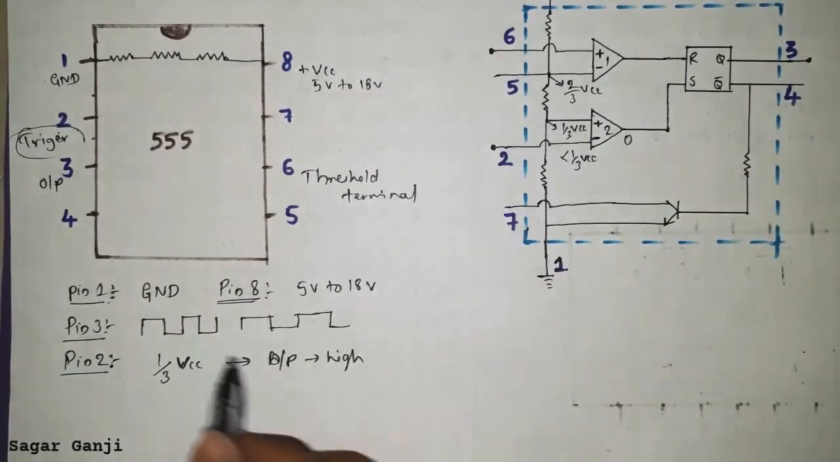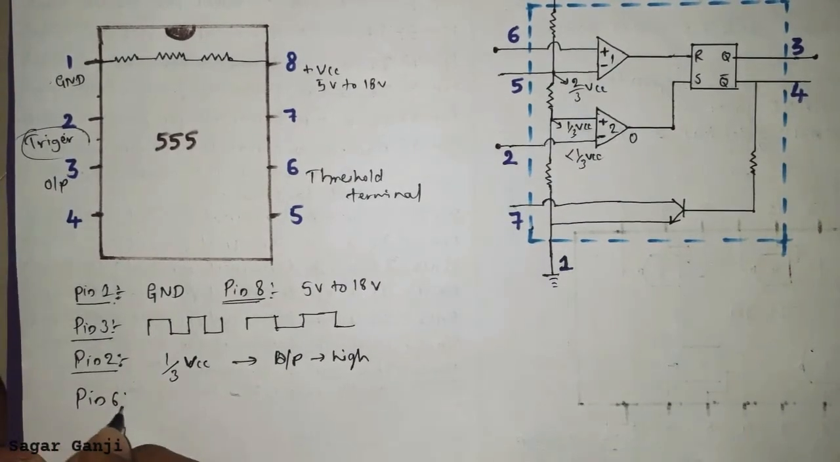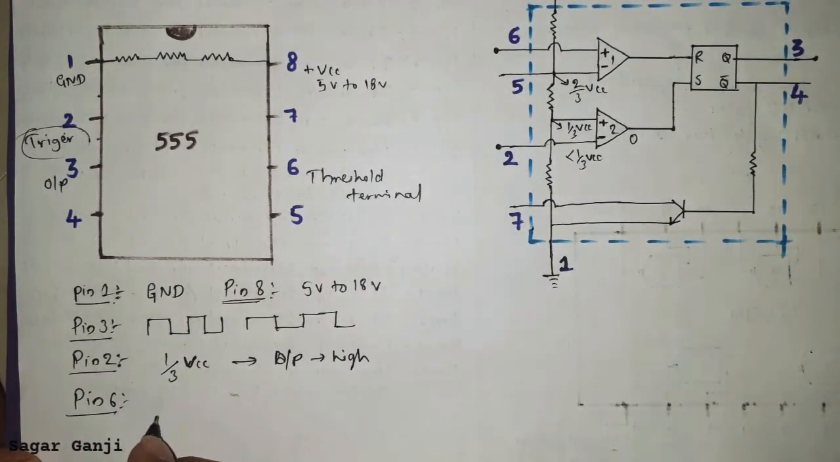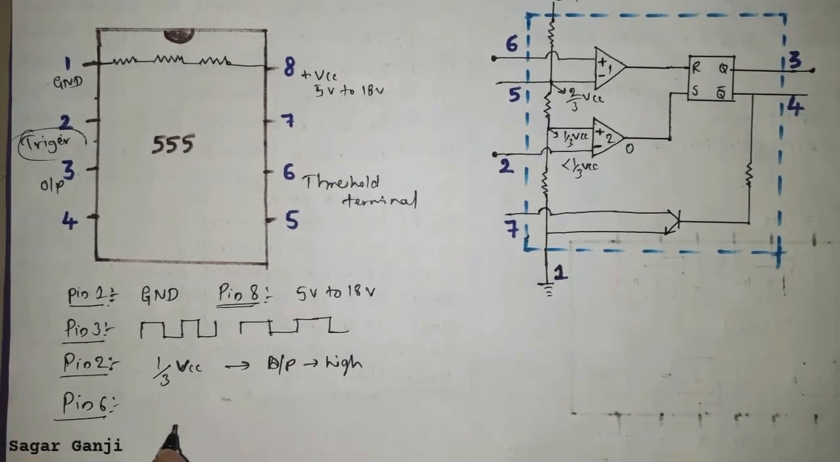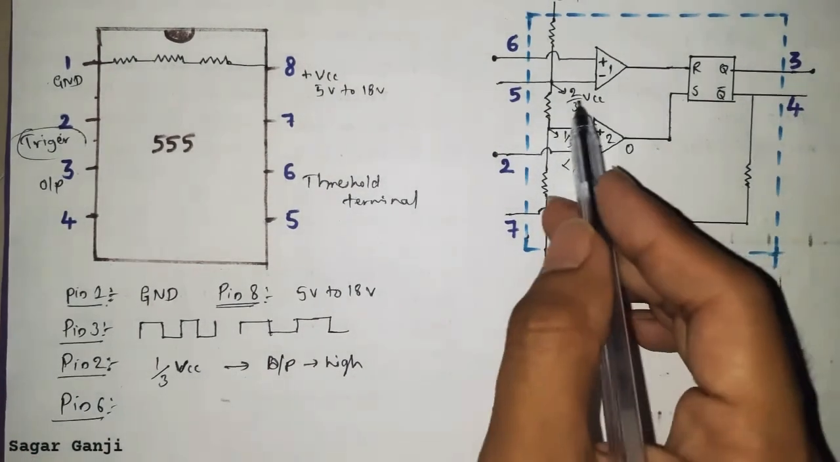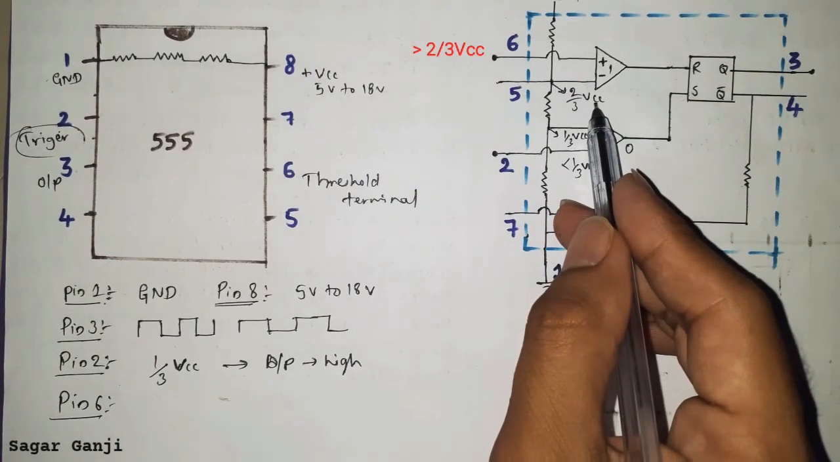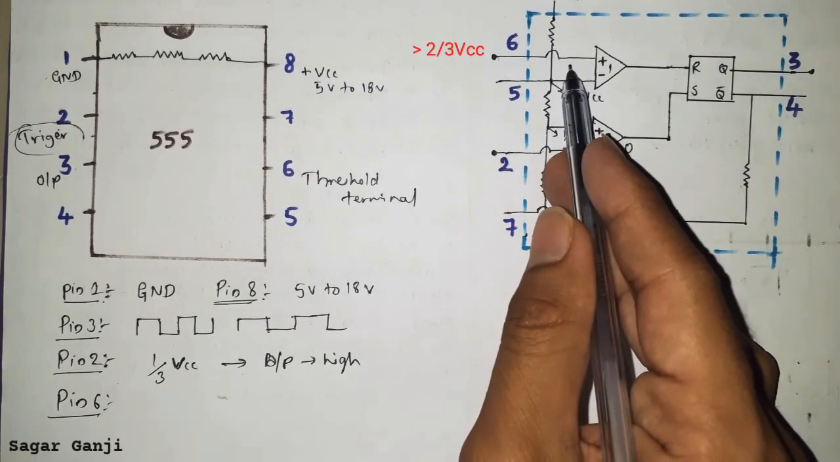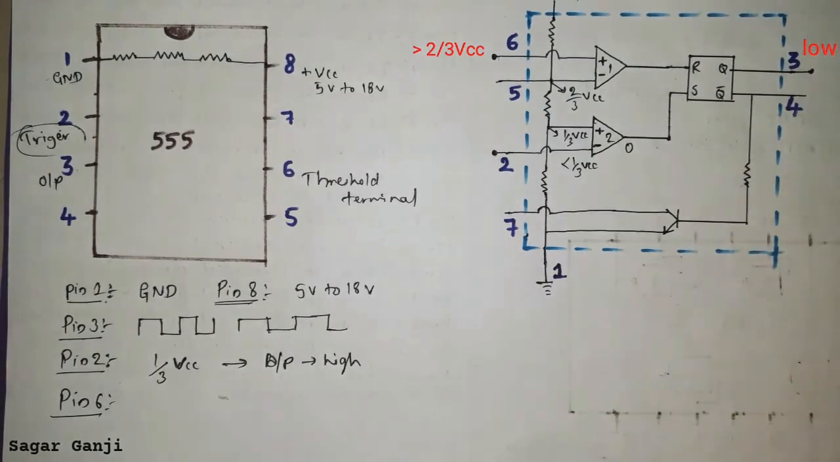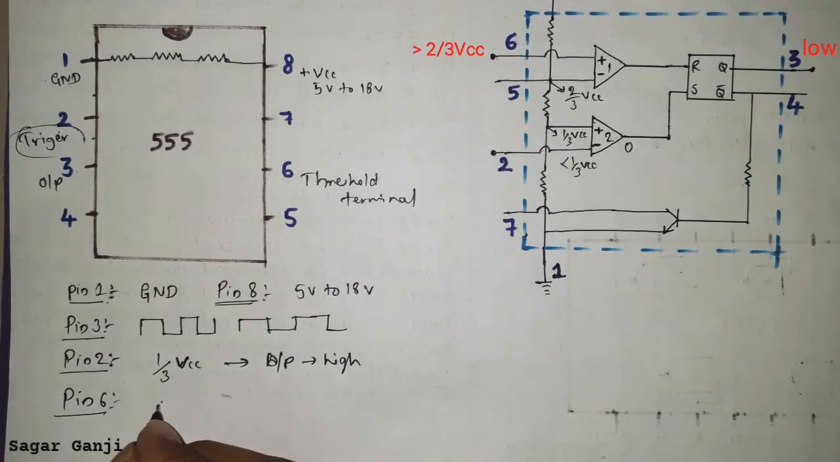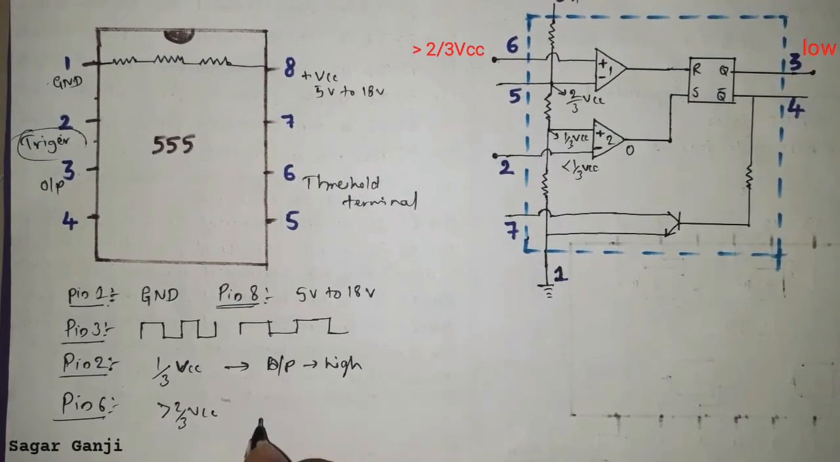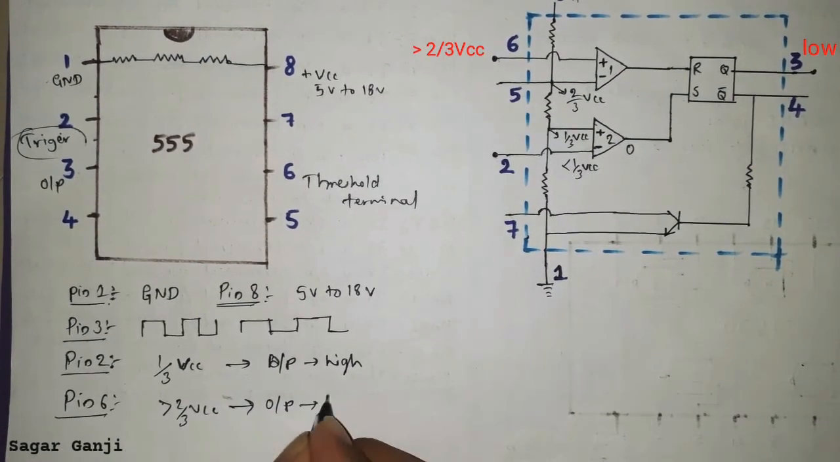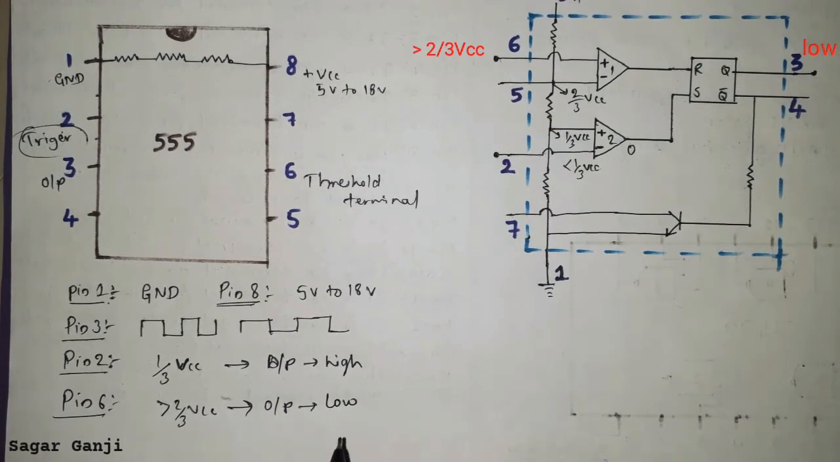So let us take pin number 6. Pin number 6 is called the threshold terminal. It is called threshold because when we apply a voltage more than 2 by 3 VCC at pin number 6, the output becomes 0, that is low. It will be low until we remove 2 by 3 VCC from pin number 6.